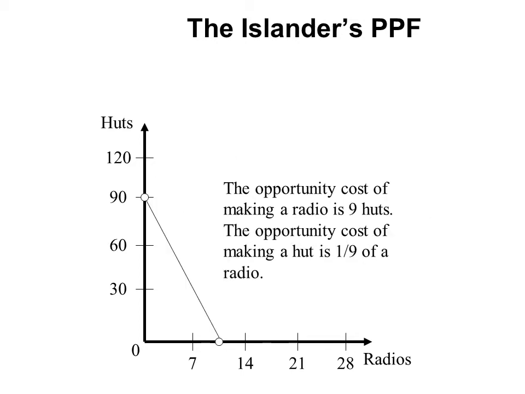Here we have the exact same scenario for a different nation called the Islanders. This production possibility frontier still represents possible production of huts and radios for this country for 1 month. Notice that their maximum level of hut production is 90. The maximum level of radio production is 10. Their production possibility frontier is still linear, and calculating opportunity cost is done in the exact same manner as the previous example. Giving up 90 huts to get 10 radios means that the opportunity cost of a radio is 9 huts, and the opportunity cost of a hut is 1/9 of a radio.